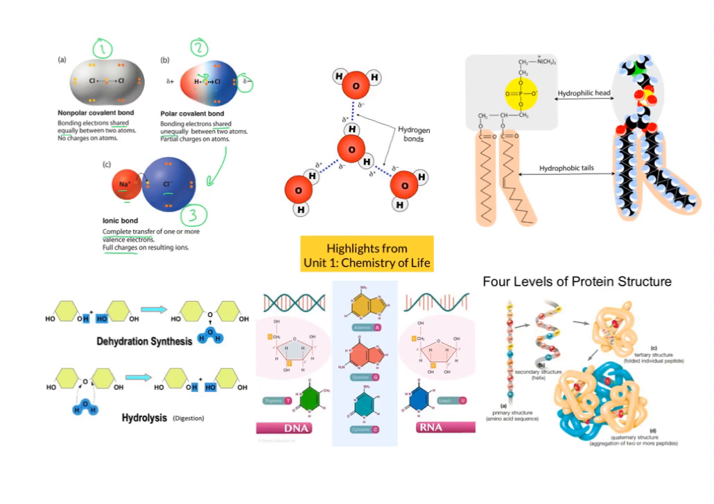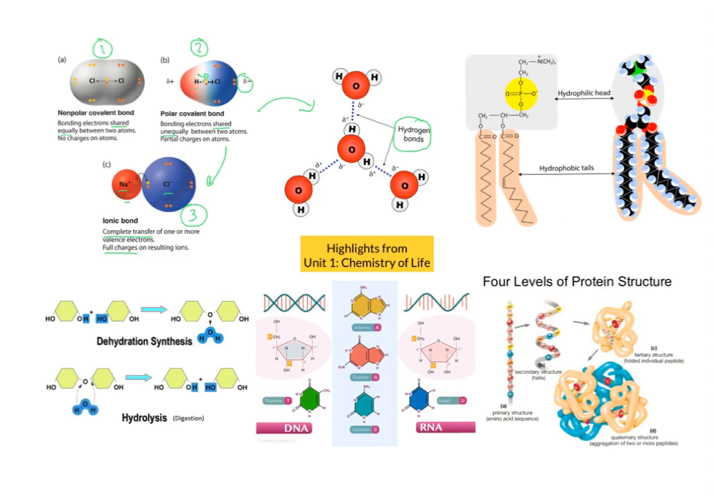So we use that idea of different types of bonds to then study water. So water has 5 major properties like cohesion, adhesion, expansion upon freezing, high specific heat, and an effective solvent, all because it is able to form these hydrogen bonds between other water molecules.